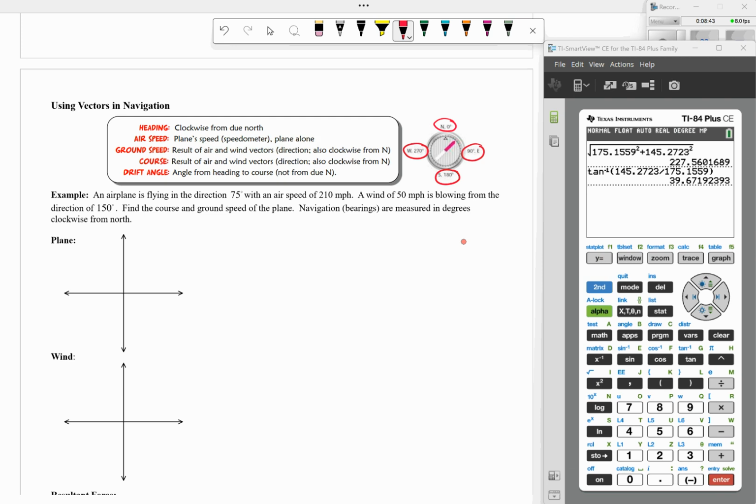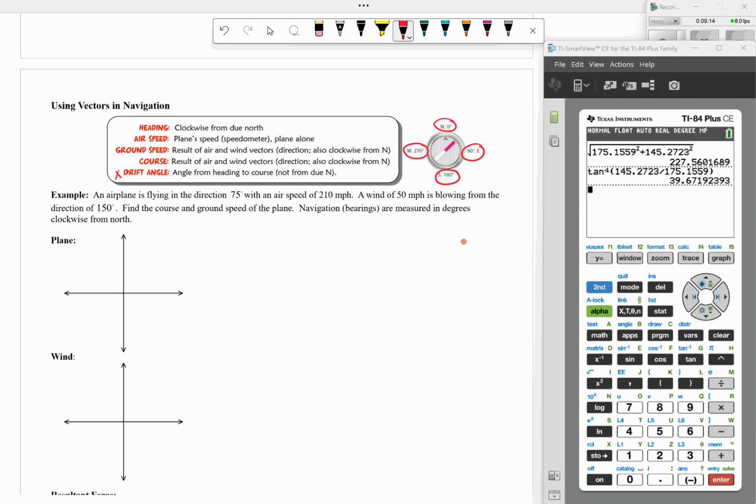The airspeed is just the plane speed, speedometer, just the plane alone. The ground speed is the result of the air and wind vectors. The course is the result of the air and wind vectors, which is your direction, also clockwise from due north. And we're not going to talk about the drift angle, but it's an angle from heading to course, not from due north. But again, we're not going to worry about the drift angle for right now, so we're just going to look at the rest.